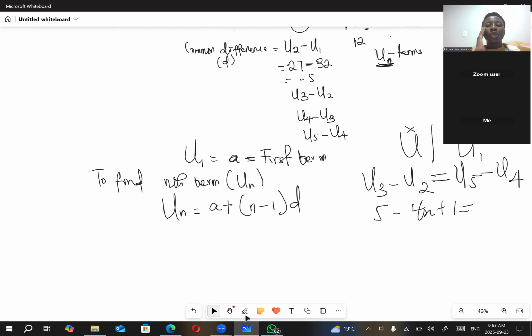But I just want you to keep in mind that once it's an AP, however you find your common difference, be it second minus first, or third minus second, or fourth minus third, the answer is a constant. If it's 5, it's 5. If it's -3, it's -3. So there's a formula to find the nth term of a sequence.